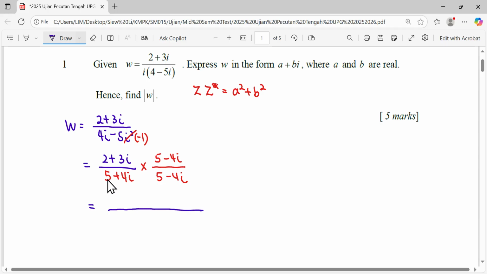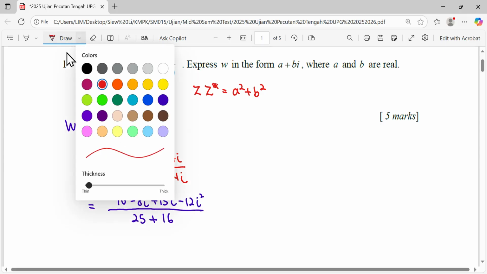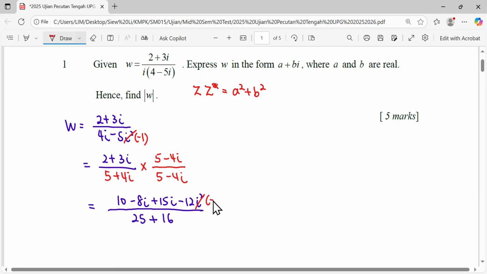So here 5 squared will give us 25 plus b, the value of b here is 4, 4 squared gives us 16. Then the numerator will be expanded like usual, 2 times 5 we get 10, 2 times 4 we get negative 8i, then 3 times 5 we get positive 15i, and then 3 times negative 4 we get negative 12i squared. Again, i squared simplifies to be a real number, which is negative 1.